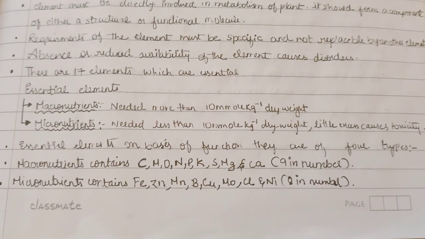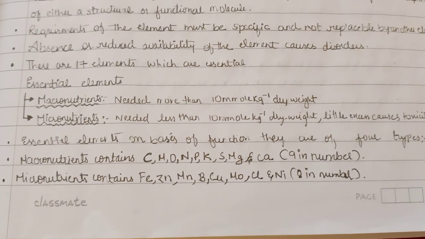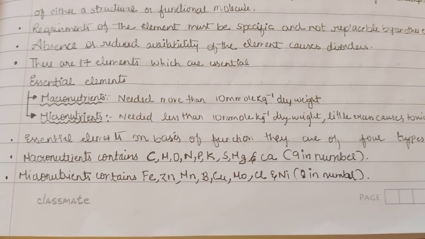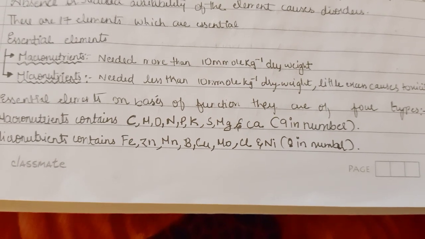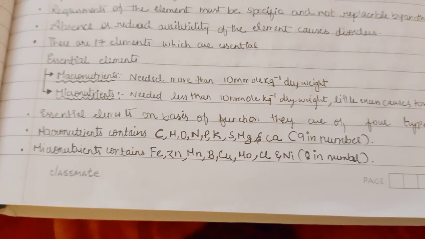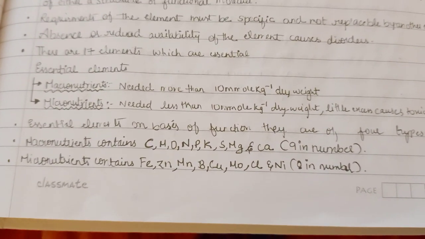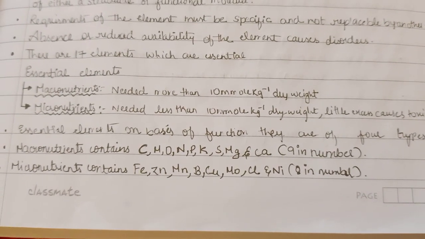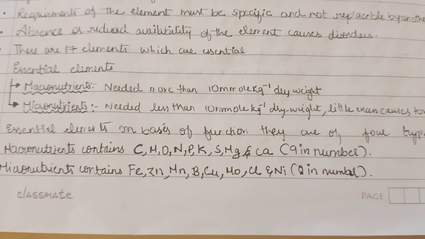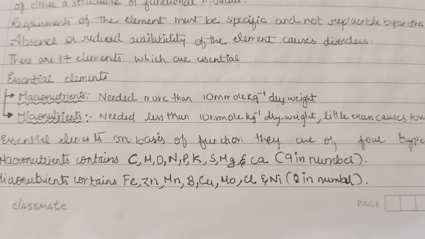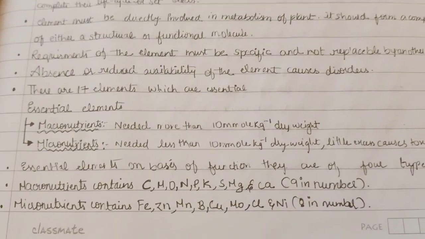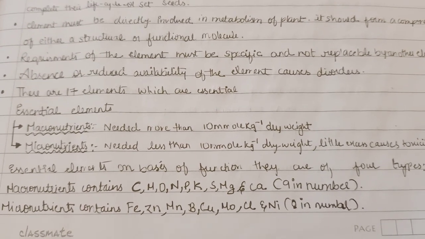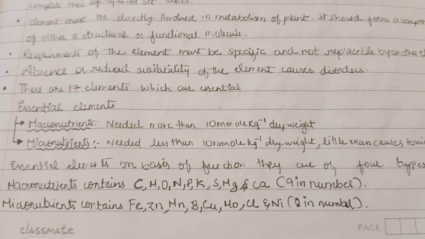First, here we can see macronutrients contain carbon, hydrogen, oxygen, nitrogen, phosphorus, potassium, sulfur, magnesium, and calcium, 9 in number. And micronutrients contain iron, zinc, manganese, boron, copper, molybdenum, chlorine, and nickel, 8 in number. Now let us see the four types of essential elements.